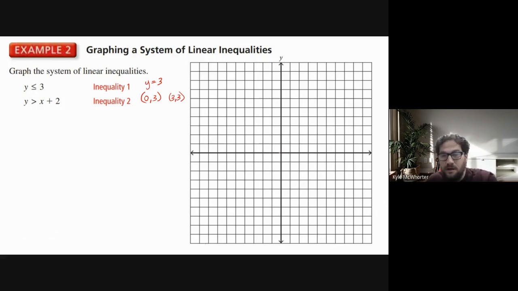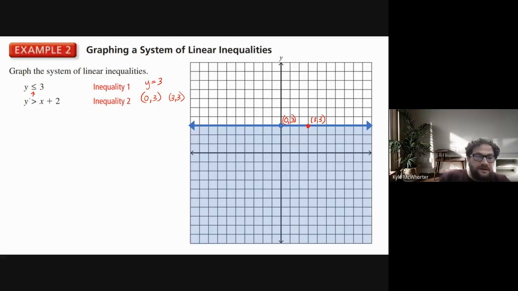So (0, 3) is over 0, up 3. And then (3, 3) would be over 3, up 3. So that looks like it's going to be a horizontal line. I'm going to draw it as a solid line because we have the equal to sign, the little line under our less than. So that means we do a solid line. And then the less than part says we're going to shade below the line. So there we shaded below the line.